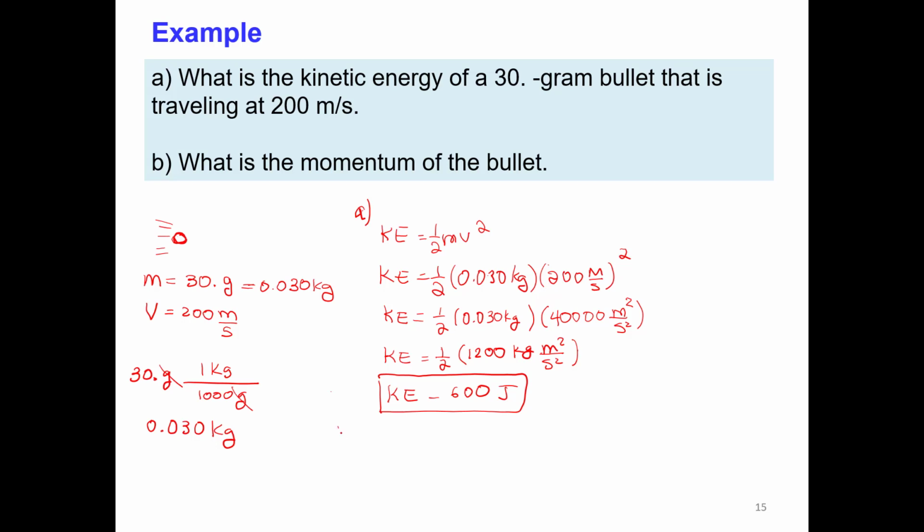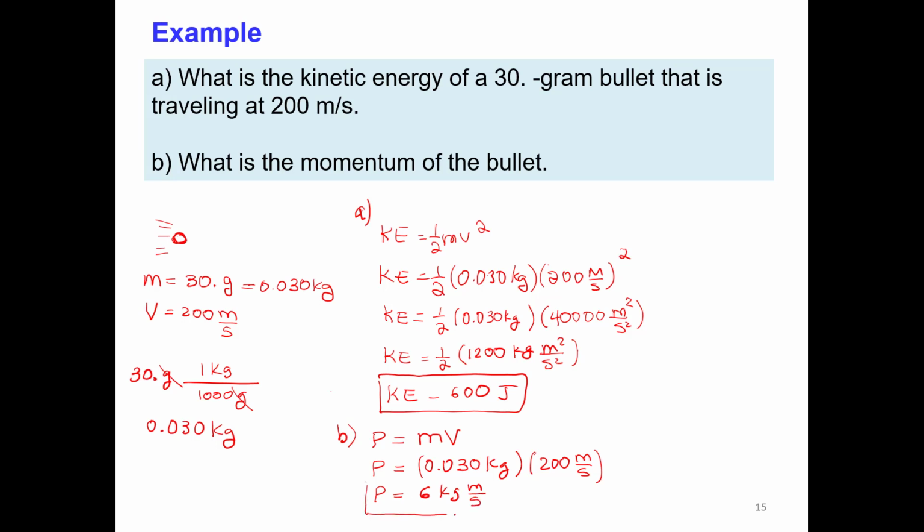Now let's calculate the momentum. Remember, momentum is just mass times velocity. Then the momentum of the bullet will be the mass, and here we don't have problem with the units because we already converted everything into the same system, times the velocity. If we multiply this, we had one significant digit in case of the velocity, then we want one significant digit in the answer, and it's 6 kilograms meters per second.